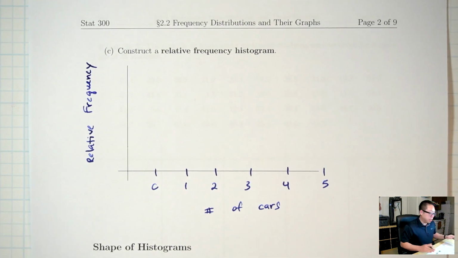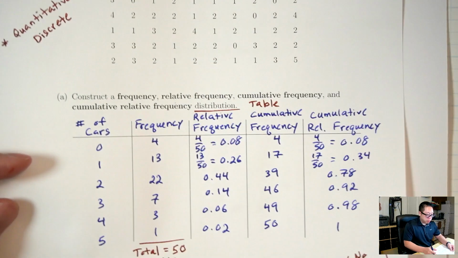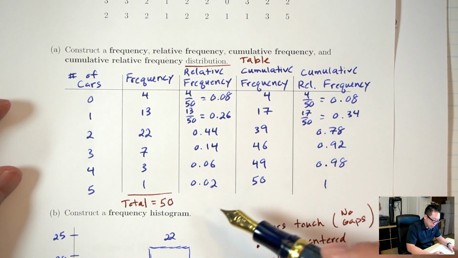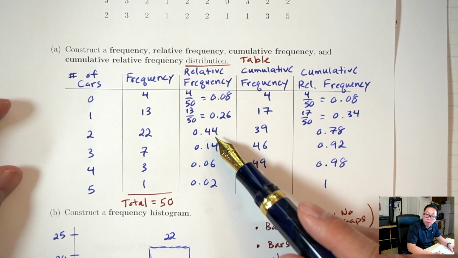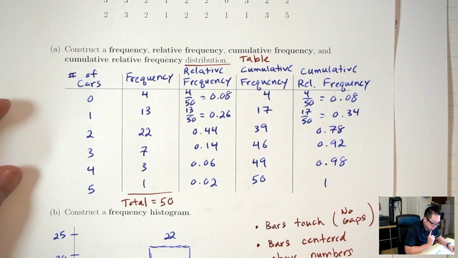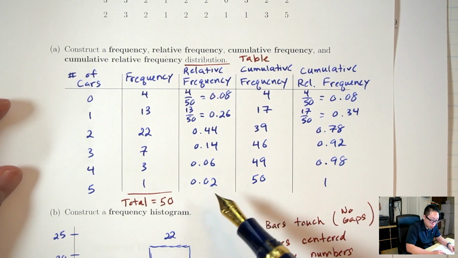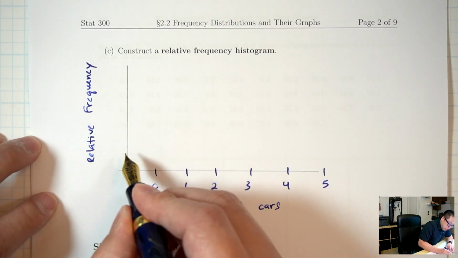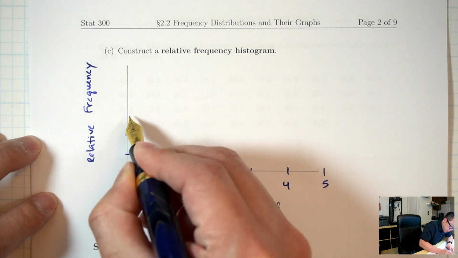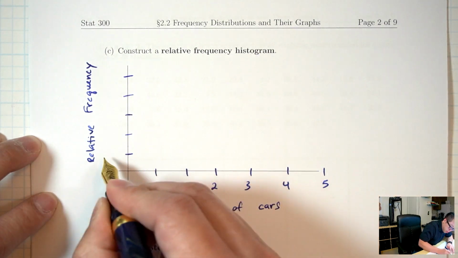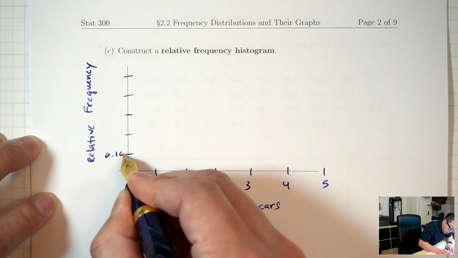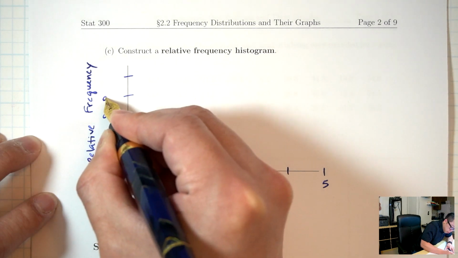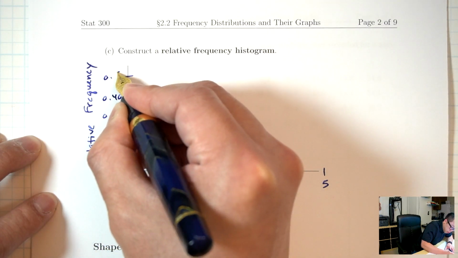And now the question is, how should I number this? If I look at my relative frequencies, they're all 2 decimal places, and they go all the way up to 0.44. So I think I'm going to go by 0.10, 0.20, 0.30, 0.40, 0.50. Okay. So this first one is 0.10, 0.20, 0.30, 0.40, 0.50.